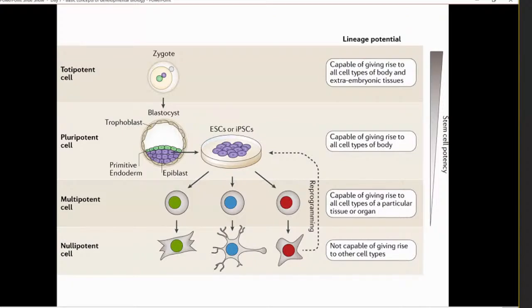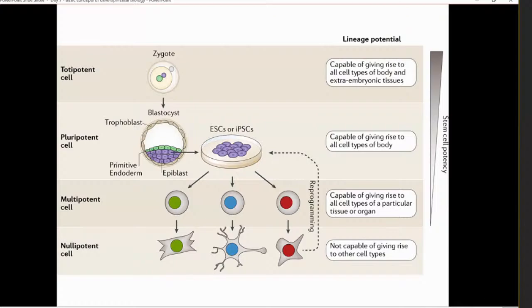Okay, what is the cell? How is it grouped? How is it classified? In the zygote stage, it is totipotent, capable of giving rise to all cell types of the body. It can be developed into all types of cells. Another is pluripotent, capable of giving rise to all cell types of the body. In this pluripotent cell, the cell is determined. Okay, the cell wants to develop into this kind of cells and tissues. That is the fixed one. Another one is multipotent. It can be developed into any tissue or organ. Then nullipotent is not able to give any cell type. After reaching nullipotency, that cell is not able to produce any tissues.